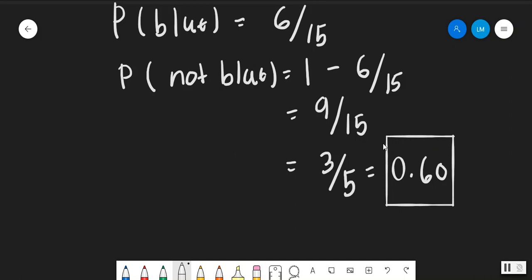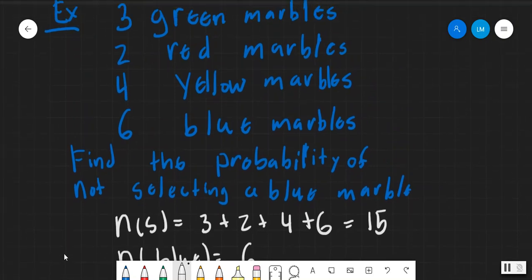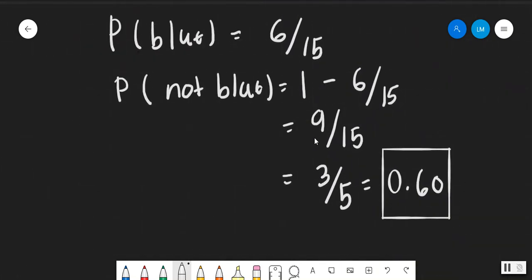Now, I would say that it actually may have been a little easier if you would have just counted how many are not blue. So 3 plus 2 plus 4, which is 9, and then out of the 15, that gives you 9/15ths. But that's the exact same thing. So more or less, this is just a matter of preference if you prefer to use the formula where the probability of an event's complement is 1 minus the probability of that event.